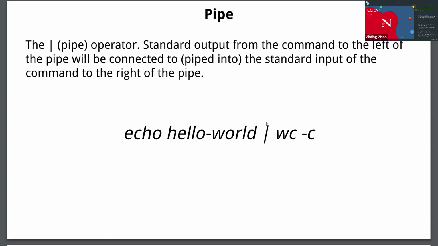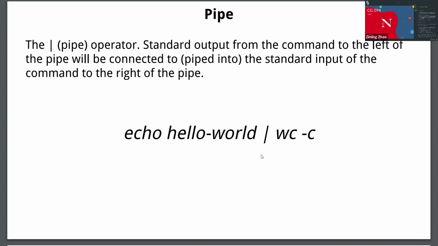With this pipe operator, the output will not go to the standard out of the first program. Instead, it will go to the standard in of the second program. In this case, the second program is wc, which is word count. Then we're counting how many characters there are. So basically by doing this, we are gluing applications together.